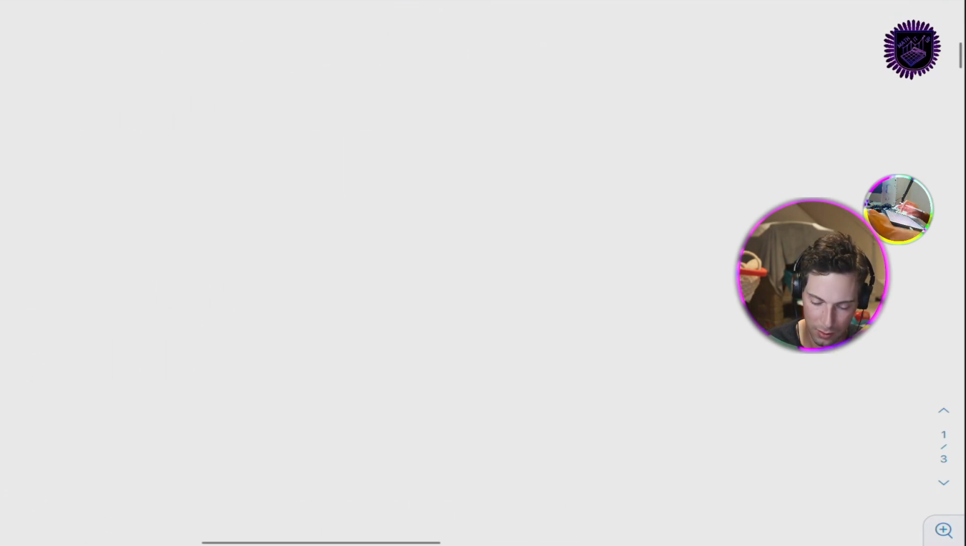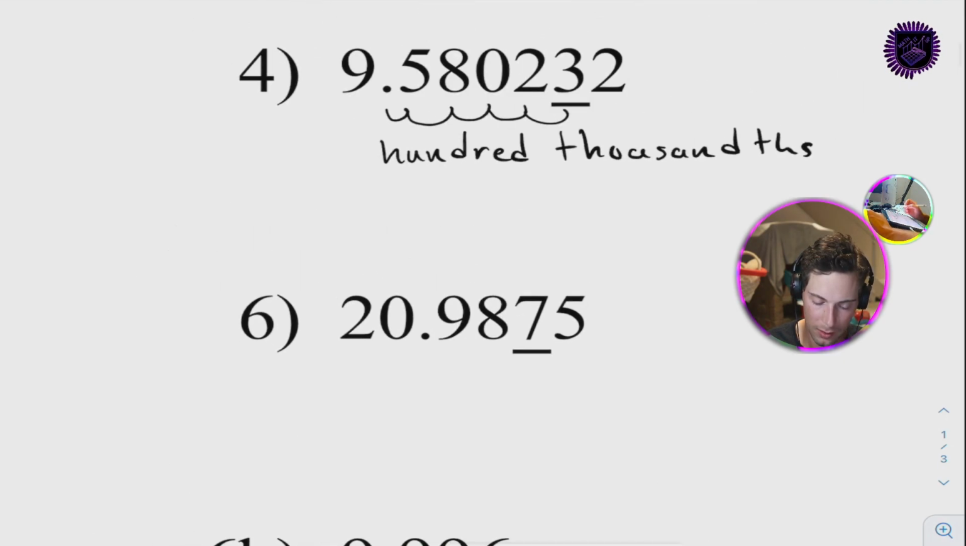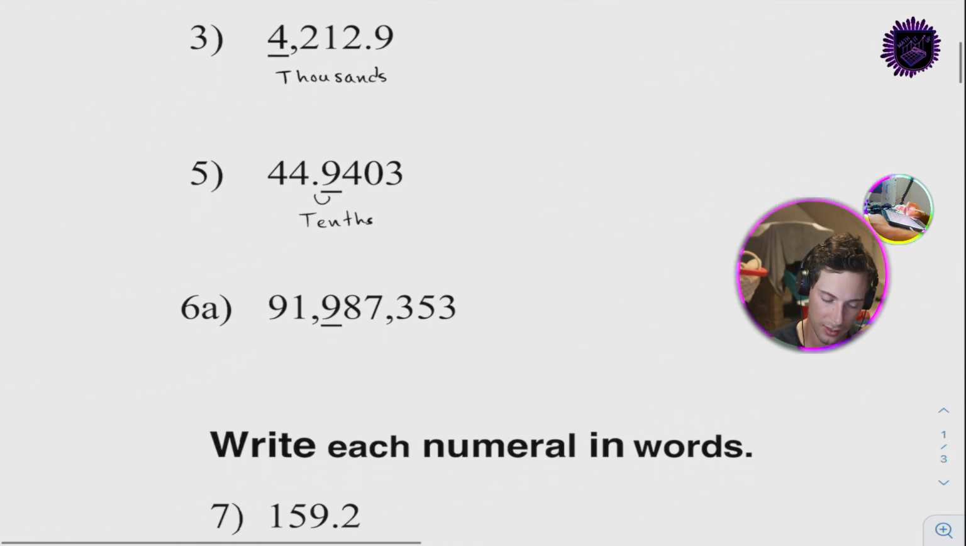Question number 5. Tenths, hundredths, thousandths. Thousandths. Super important. Very different between thousand and thousandths. Very different.